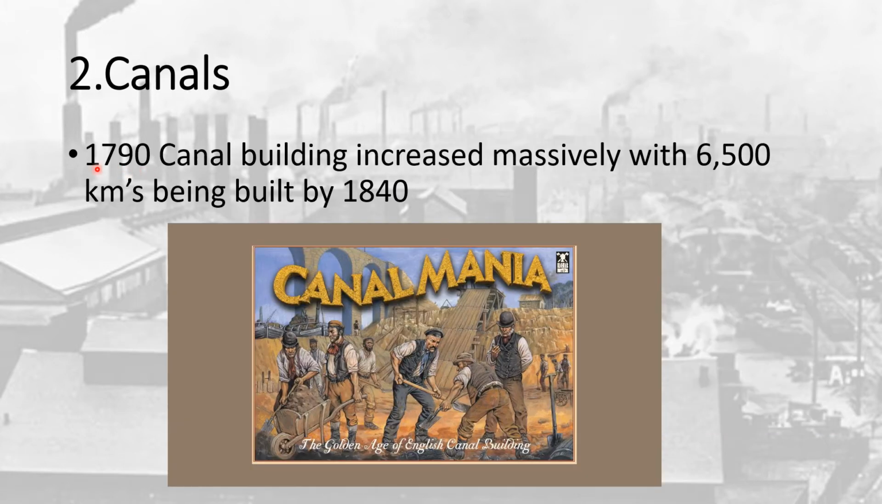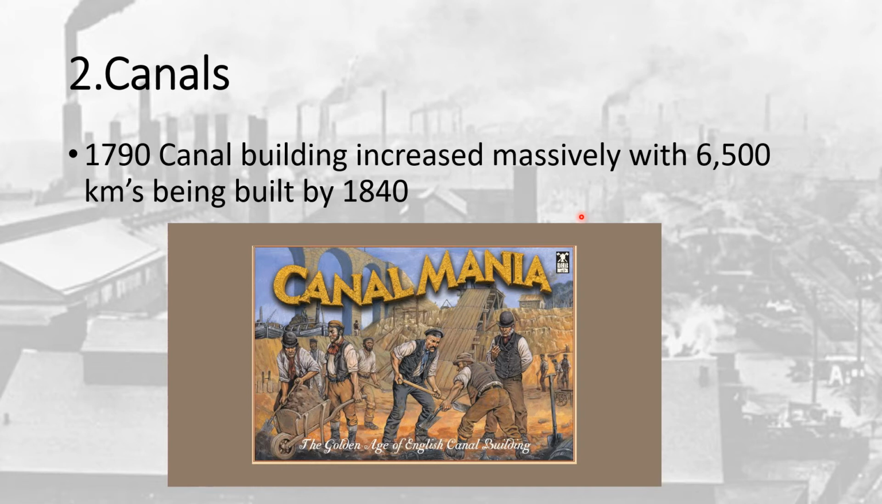In 1790, canal building increased massively. Up to 6,500 kilometers of canals were built by the year 1840. Now, this canal mania didn't just extend to England, it also carried through to Ireland, where we see the Grand Canal in Dublin being built.